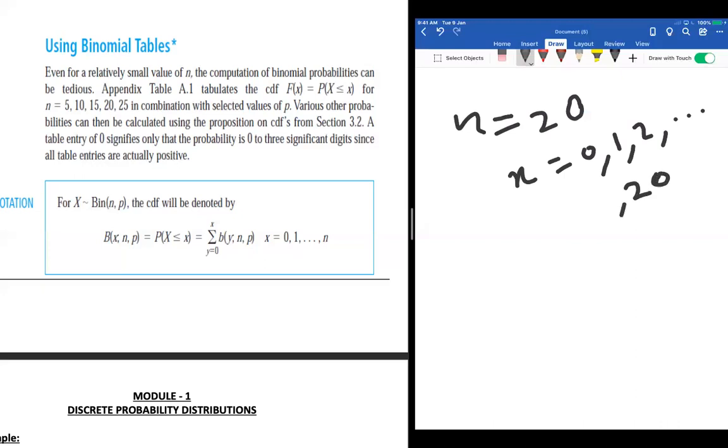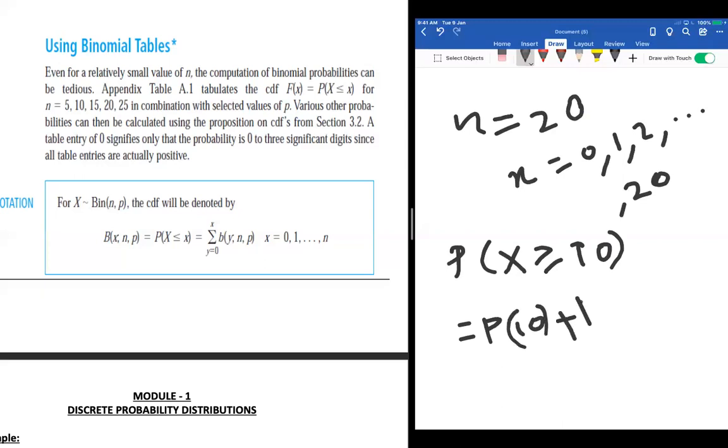Now, if the question is the probability of at least 10 successes, that means the probability that the random variable X takes a value greater than or equal to 10. So the possible values of X are 10 successes, 11, 12, 13 successes, and so on up to 20. That means P(10) plus P(11) and so on up to P(20). So there are 11 terms, and we have to calculate each of the 11 terms separately.